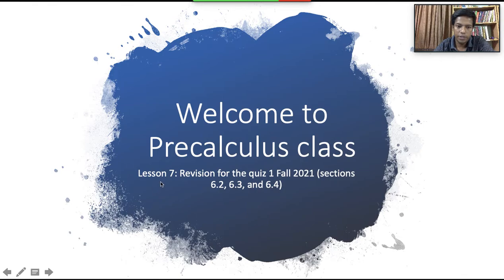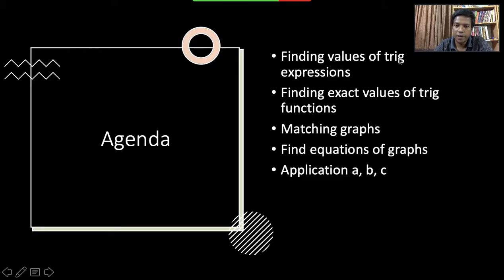This is our lesson 7 for the revision of our quiz 1, which is coming up this Thursday. So these are the agenda: finding the values of trig expressions, finding exact values of trig functions, matching graphs, then find equation of graphs, and then application problem A, B and C.